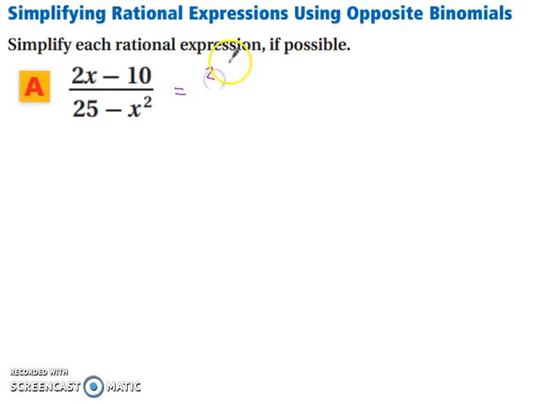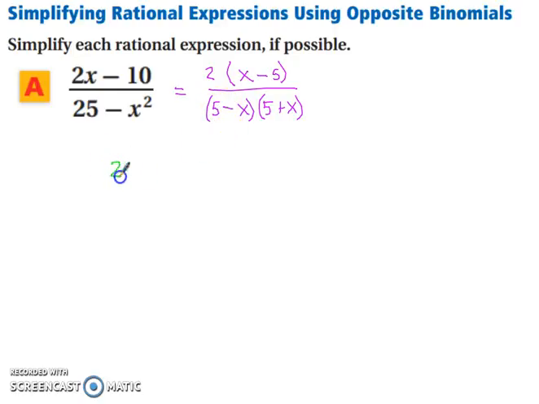So we're going to factor out our greatest common factor, which is 2, leaving us with x minus 5 on top. And then we have a difference of two squares. So we're going to have 5 minus x and then 5 plus x. However, notice how you have an x minus 5 and a 5 minus x. They're perfect opposites of each other. So what we can do is write one opposite binomial, and then multiply by -1.